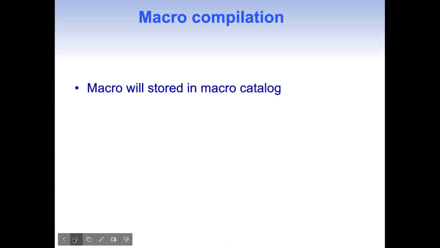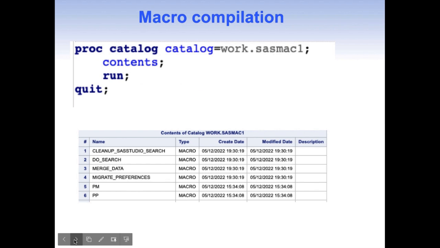Now let us quickly try to understand what happens during macro compilation. I'm not going to provide any details regarding macro compilation because I have made a very extensive video on the same topic, and I will give the link in the description below. But once our macro compilation is successful, a macro will be stored in a macro catalog. By default, this catalog is in the work library, and the catalog name is SASMAC1.